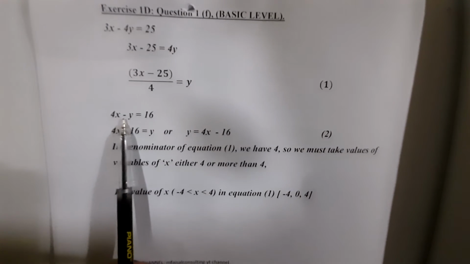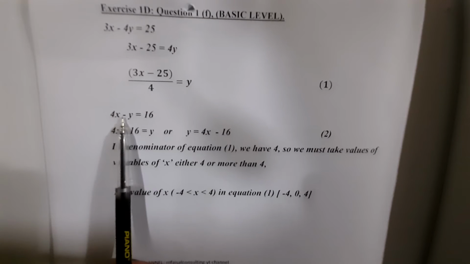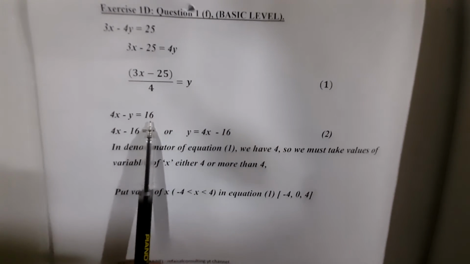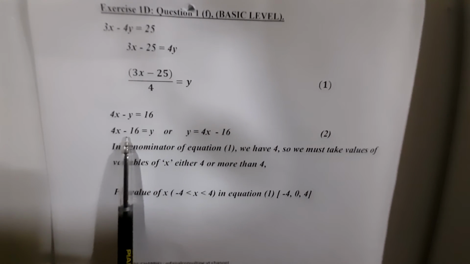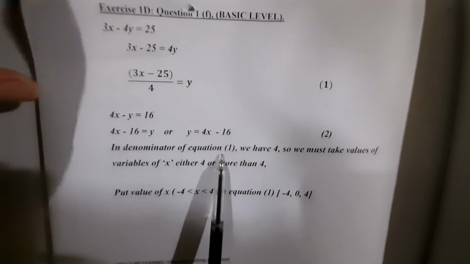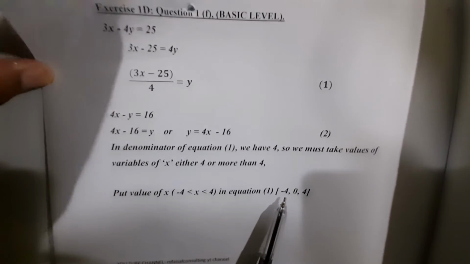Second equation, 4x minus y is equal to 16. Now, what we did, take the minus y to the right hand side of the equal sign, and this 16 on the right hand side will be moving to the left hand side. So, the equation becomes 4x minus 16 is equal to y, or y is equal to 4x minus 16. So, we are having 4 in the denominator, we will be using values of x: minus 4, 0 and 4.